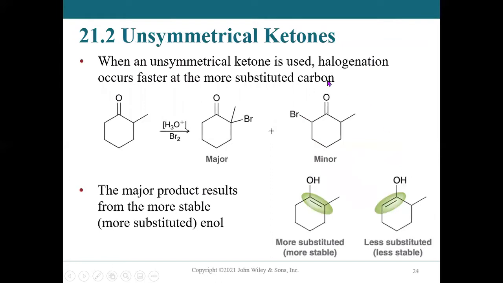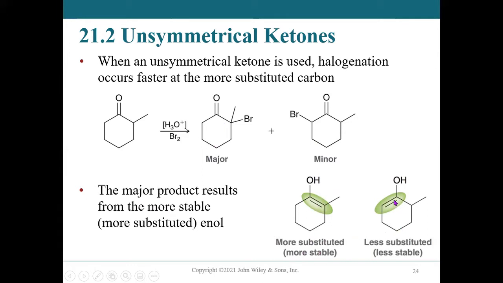When an unsymmetrical ketone is used, halogenation occurs faster at the more substituted carbon. Here, this carbonyl has two alpha carbons. This one is more substituted, and the halogenation will be on this more substituted carbon. So this carbon is a tertiary carbon, and that carbon is the secondary carbon. Yeah, the major product results from the more stable, more substituted enol. So this will be the intermediate, the more substituted and more stable enol.